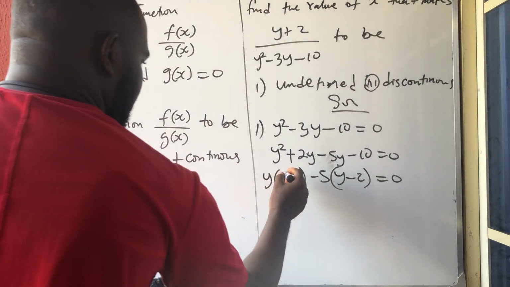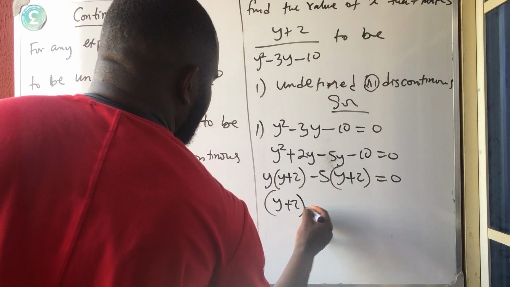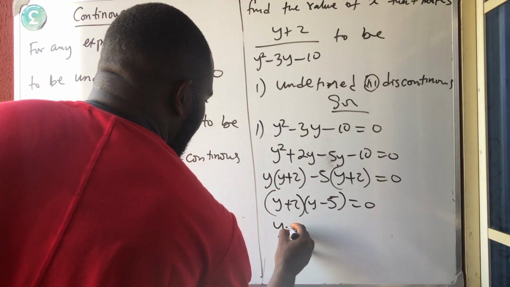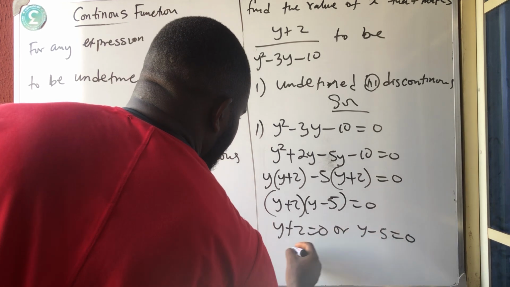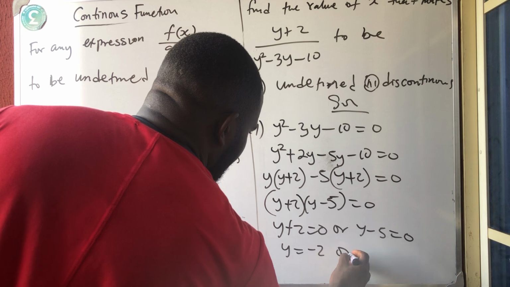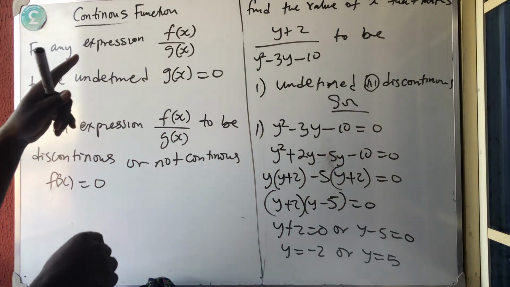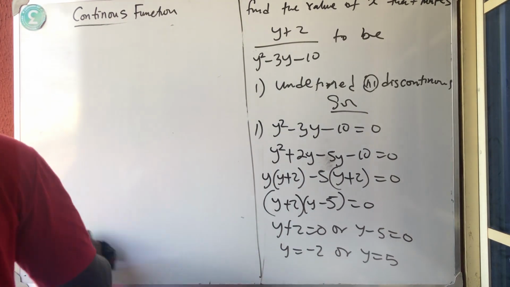Sorry, y plus 2 here, plus 2 here. So what do I have now? y plus 2 and y minus 5 is equal to 0. So therefore, y plus 2 is equal to 0, or y minus 5 is equal to 0. So therefore, y is equal to minus 2, or y is equal to what? 5. So therefore, the function this is what? Undefined at x is equal to, look at the statement, you say that what?